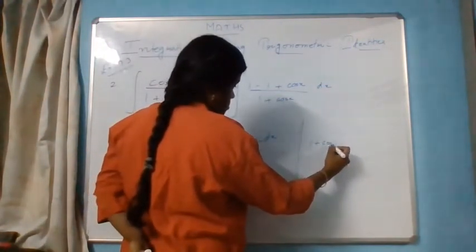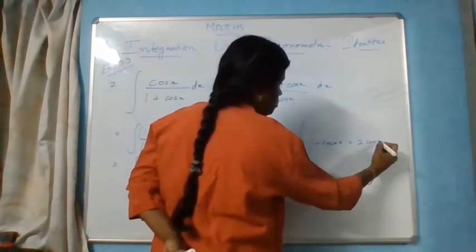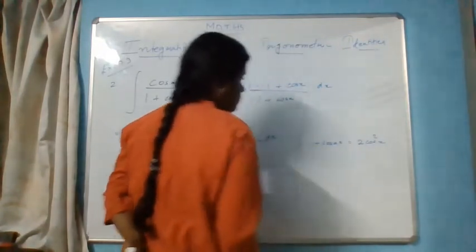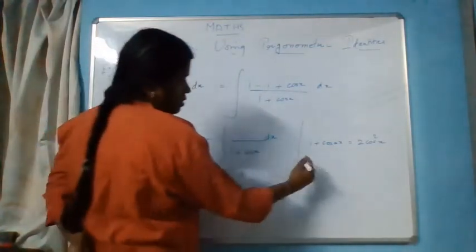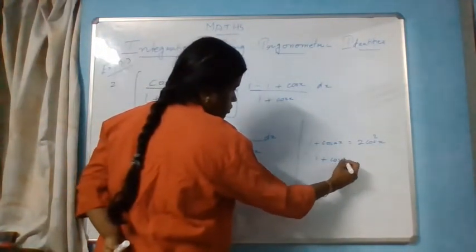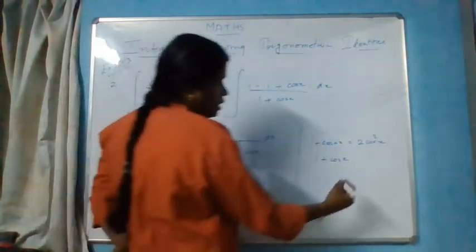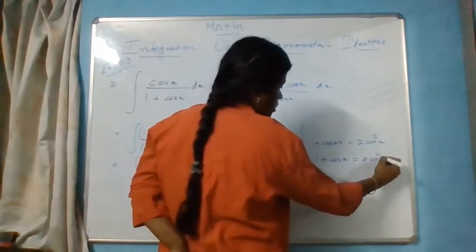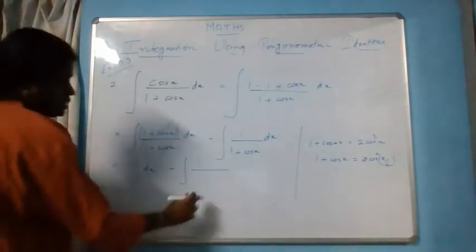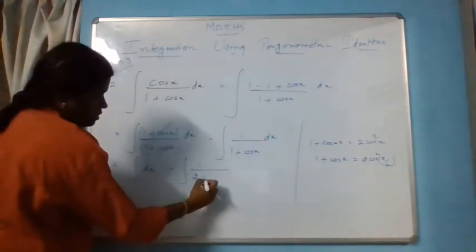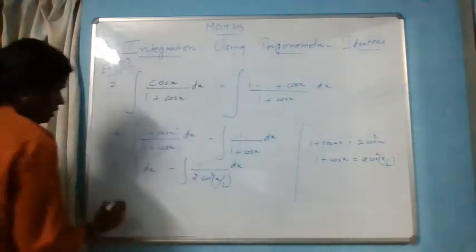1 plus cos 2x is 2 cos squared x, but we have 1 plus cos x. Therefore, for 1 plus cos x, I have to divide the argument by 2. This becomes 2 cos squared x by 2. So 1 plus cos x can be replaced as 2 cos squared x by 2 into dx. So what happens here?